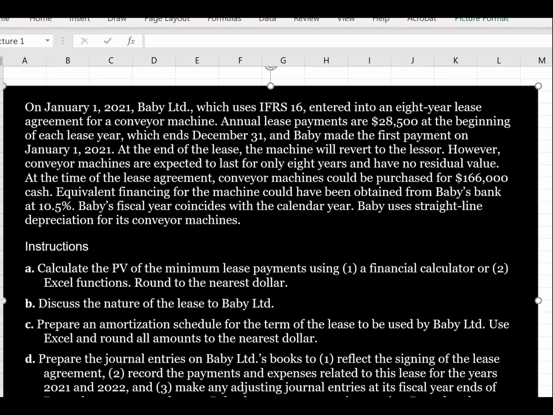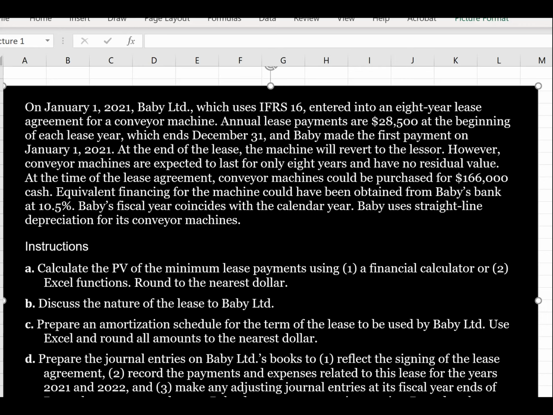At the end of the lease, the machine will revert to the lessor. However, conveyor machines are expected to last only for 8 years and have no residual value. At the time of the lease agreement, conveyor machines could be purchased for $166,000 cash. Equivalent financing for the machine could have been obtained from Baby's bank at 10.5%. Baby's fiscal year coincides with the calendar year. Baby uses straight line depreciation for its conveyor machines.